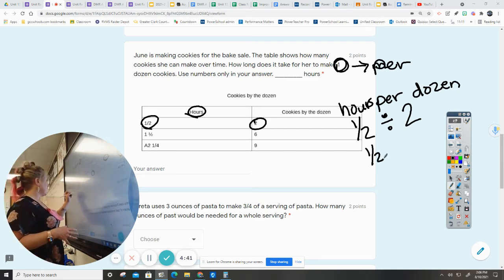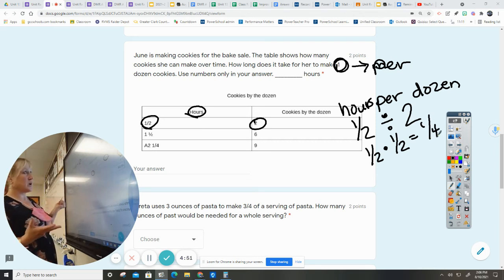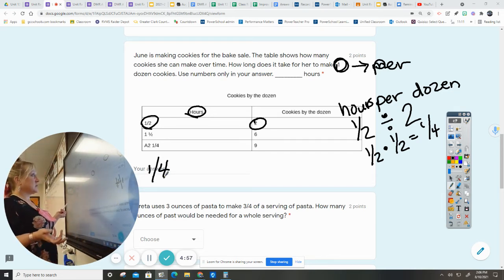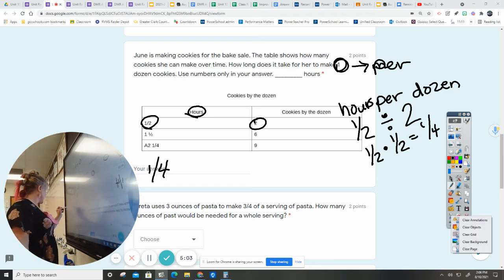So 1/2, keep, change, flip. 1 times 1 is 1. 2 times 2 is 4. So it takes her 1/4 of an hour to make a dozen cookies. So far, again, I can handle that. That's pretty easy. All right, let's continue on.